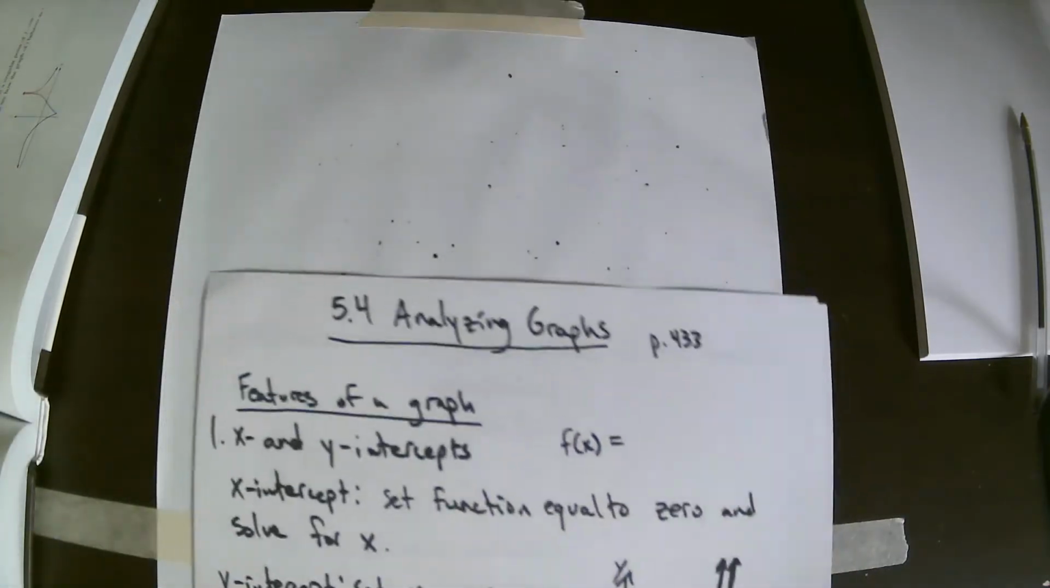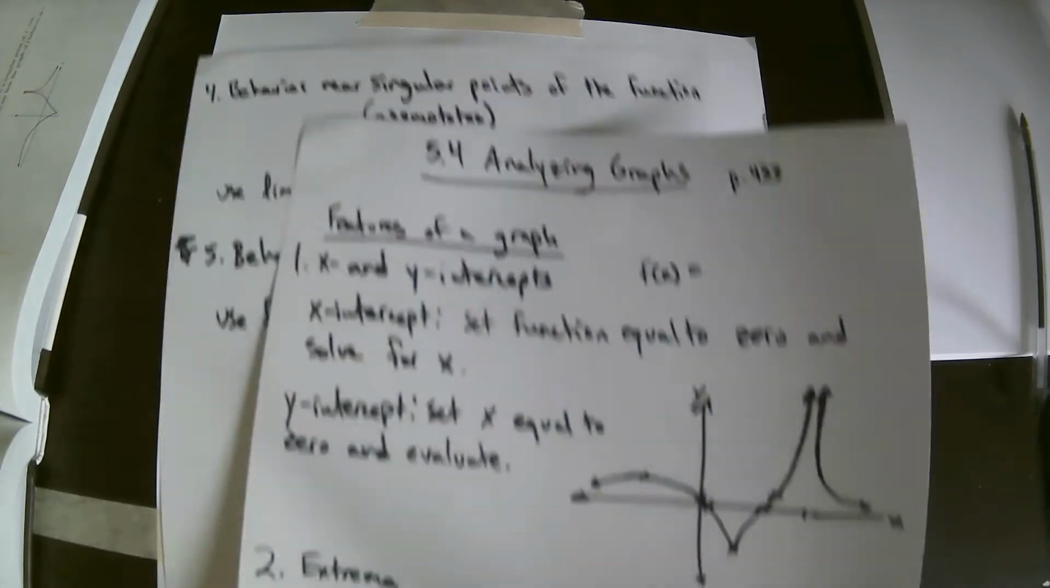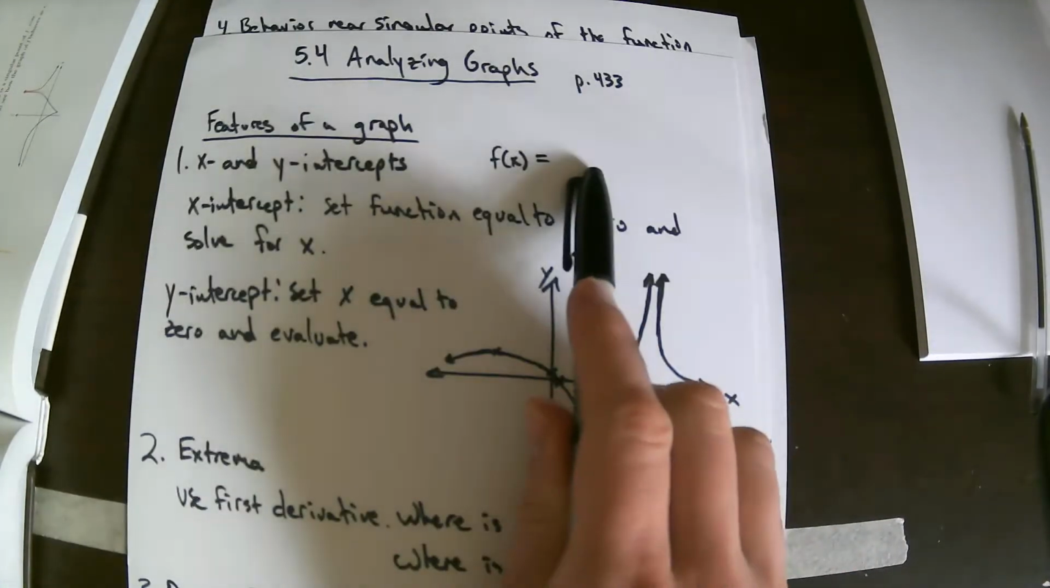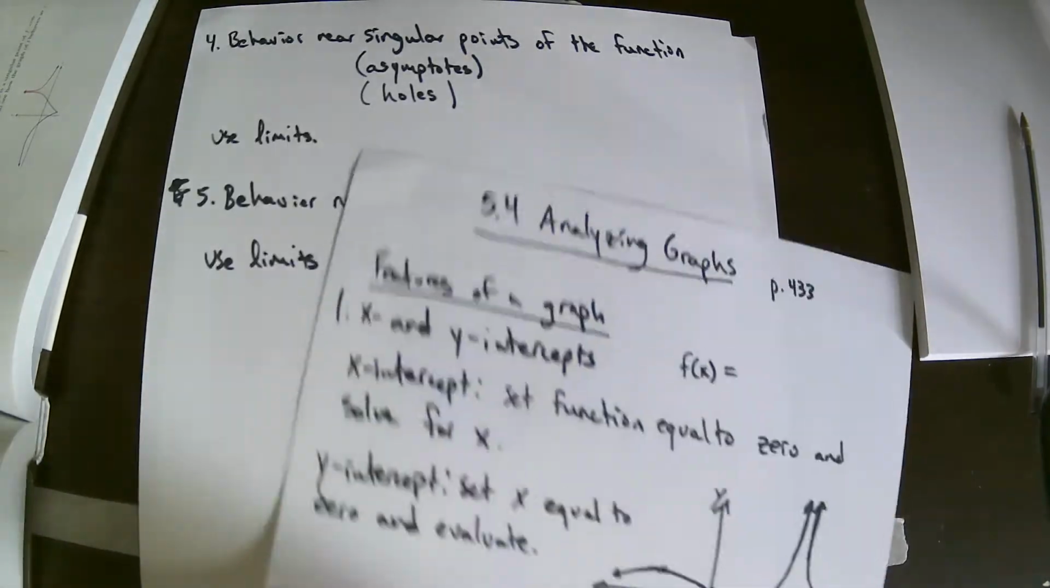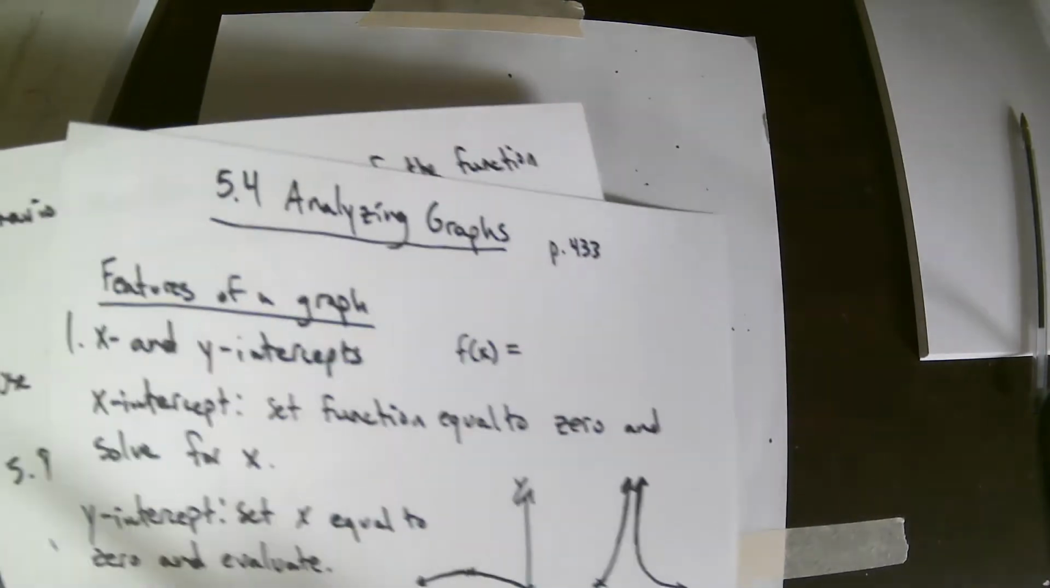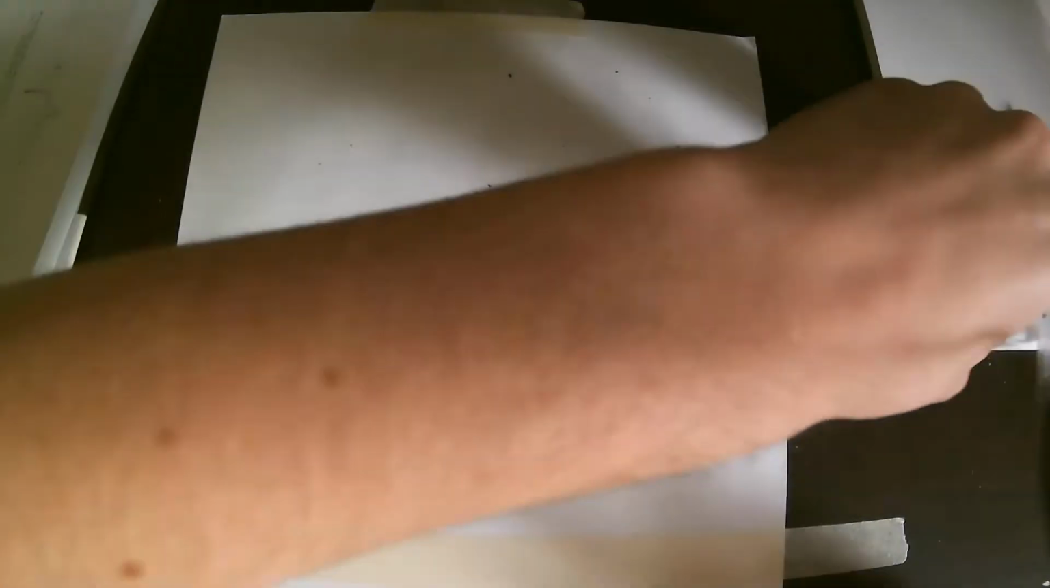Okay, so the whole point of all of this, though, is we're not going to be starting with a picture. We're going to be starting with an algebraically defined function. We're going to check all of these things, all 5 of these, and build the picture based off of this analysis of the function. So let's do some.